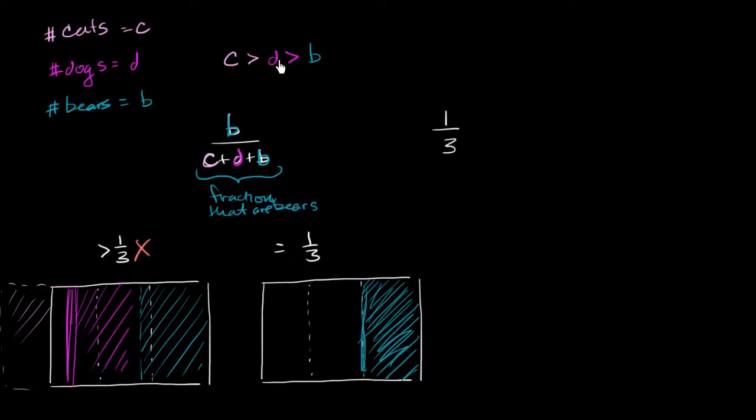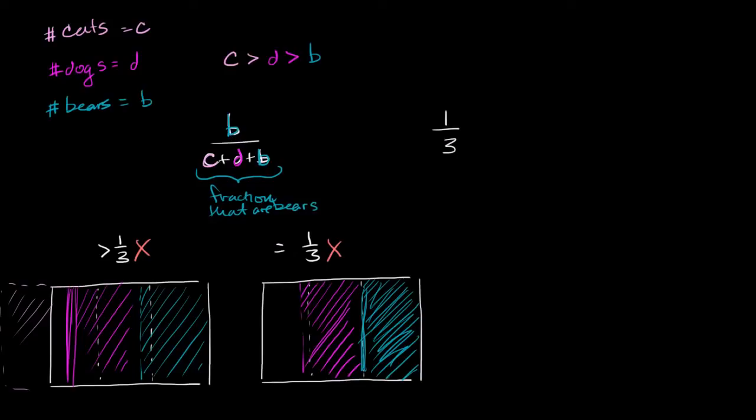But we know that the number of dogs is greater than the number of bears. So the fraction that are dogs has to be greater than the fraction that are bears. So the fraction that are dogs would have to be greater than 1/3. But if the fraction of dogs is greater than 1/3, then all we have left is something less than 1/3 for the cats. And the cats are actually the largest fraction of the animals. So we know that this also is not a possibility. So what we're really left with is that this has to be less than 1/3.